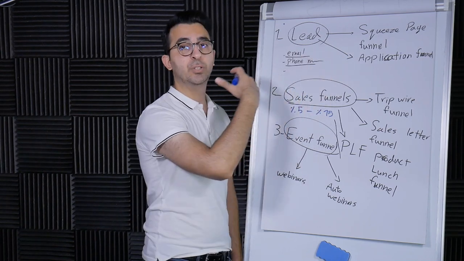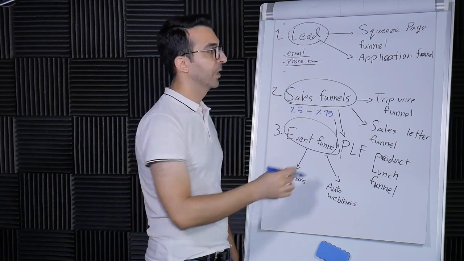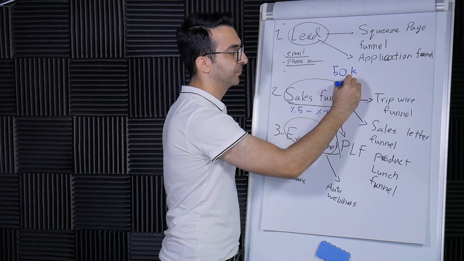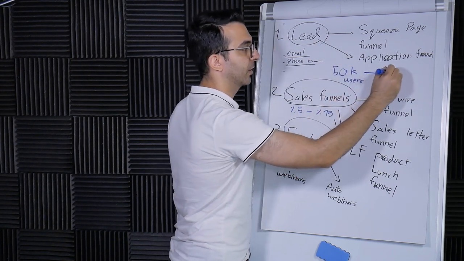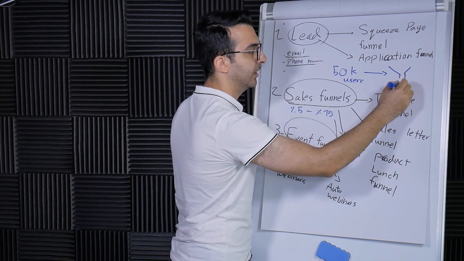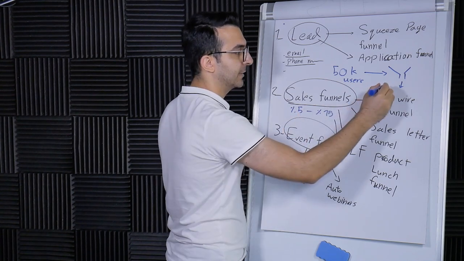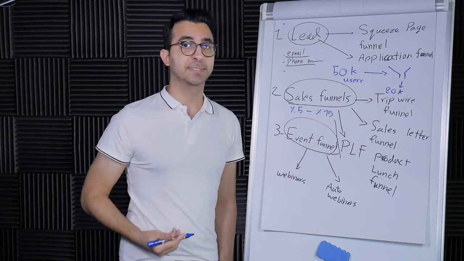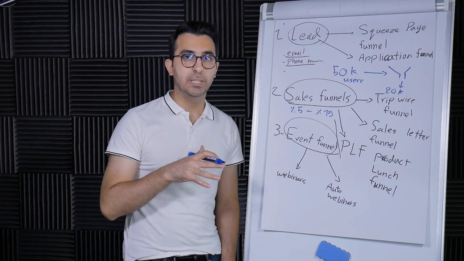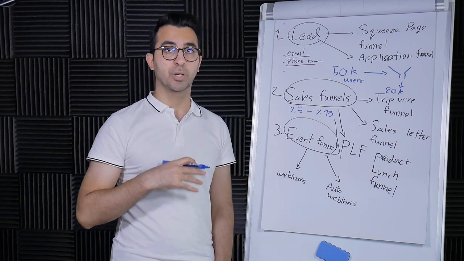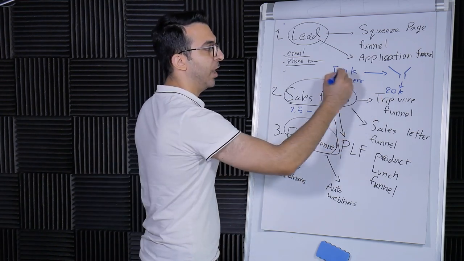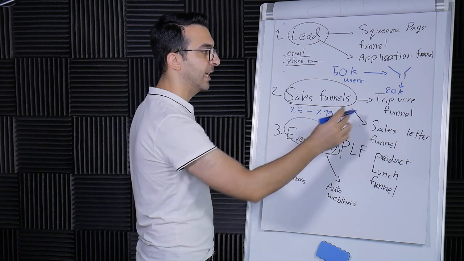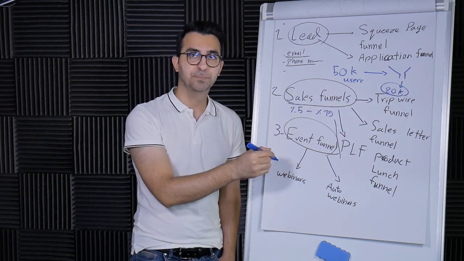So when you drive cold traffic into a lead funnel, let's say you drive 50,000 users into the funnel, and by the end you get, for example, 20,000 emails. These 20,000 emails are the people who subscribe to your email list. More or less, they have heard about you, they saw your product, or they are in touch with you right now. So you have converted 20,000 people out of 50,000 from cold traffic to warm traffic. Now you can put them into, for example, a sales funnel or other different funnels.